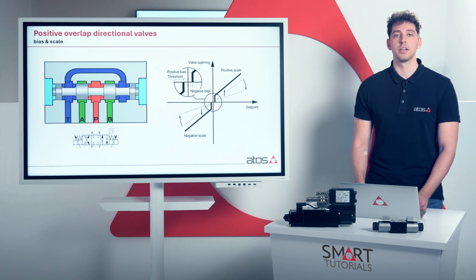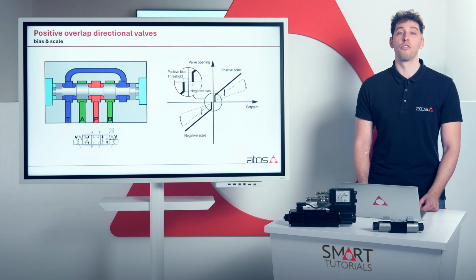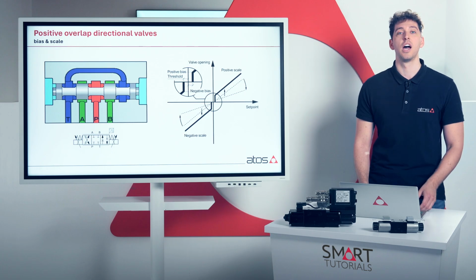We'll start with bias and scale function for direction and flow valves with positive overlap. In these valves, the spool is designed so that in the neutral position, the edges of the spool do not align immediately with the ports of the valve body. Instead, there is a small gap known as the mechanical overlap between the spool edges and the ports. Positive overlap has two key effects.